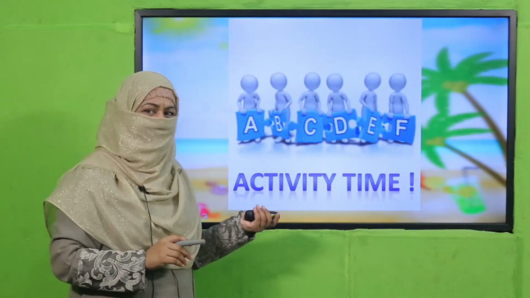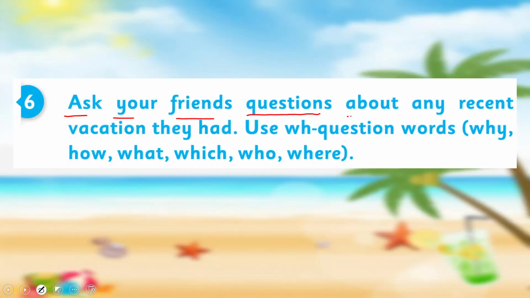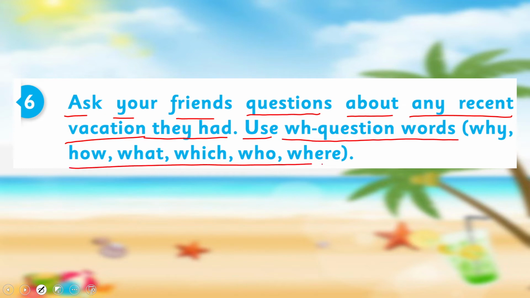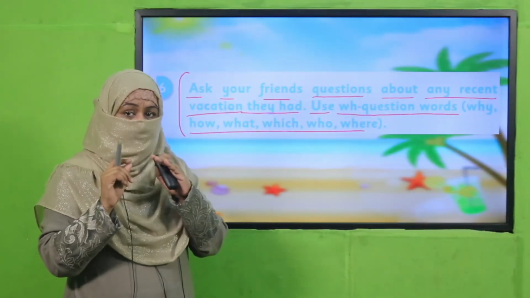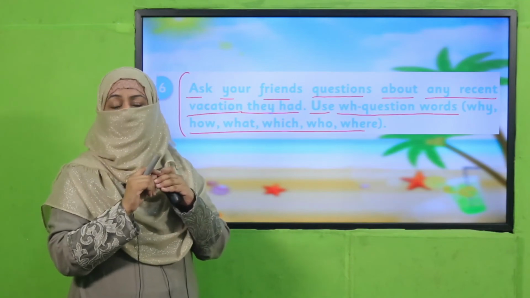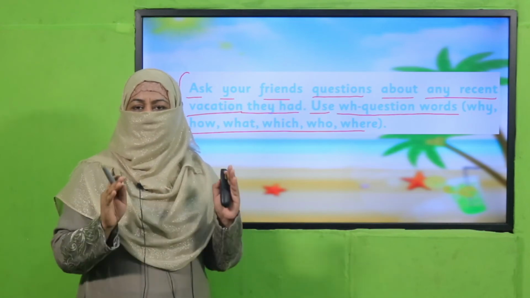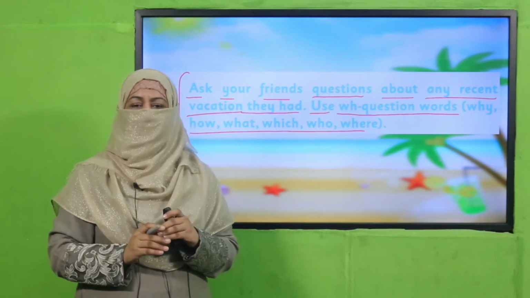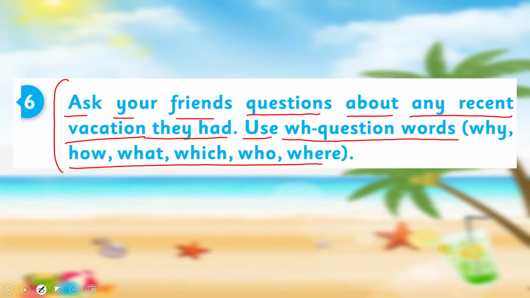All right, I'm going to check it through an activity. Ask your friend questions about any recent vacation they had. Use WH questions, and definitely beta, because your teacher is going to divide you in pairs, and one will ask questions and the other will respond using what, when, where, why. So you have to respond accordingly. Teacher, kindly divide the class into groups and make them talk to each other and keep correcting them wherever they need the correction. Pause the video, enjoy the activity, and then come back.